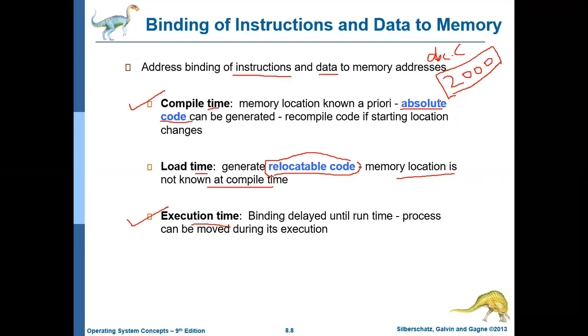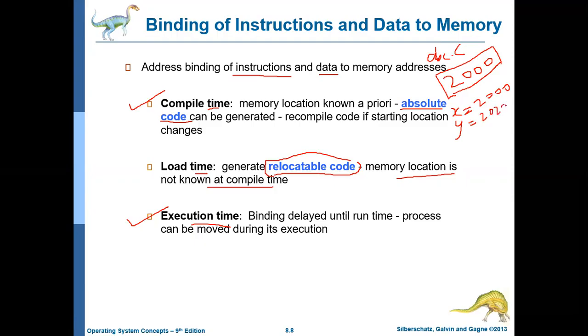Say as we discussed in the previous case, there are variables x, y, and x2. So for x, it will create the address 2000 plus 0, which is 2000, because it knows the starting address. For y, it will create the address 2000 plus 20, which is 2020.